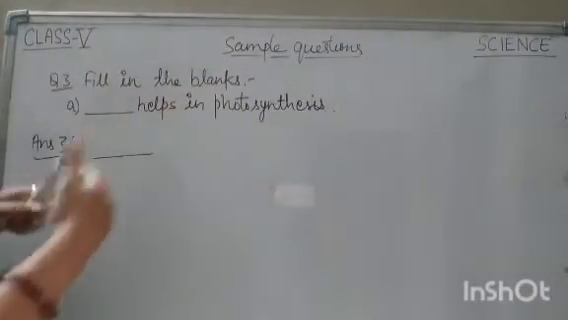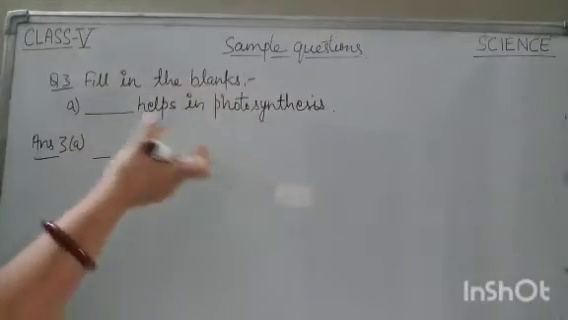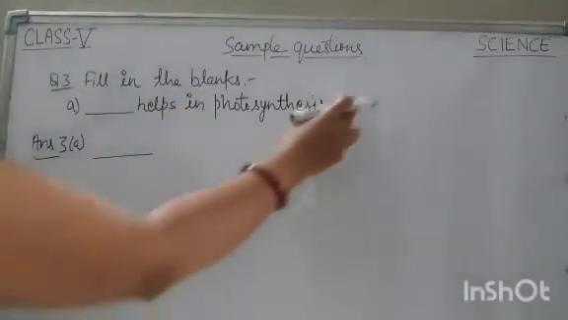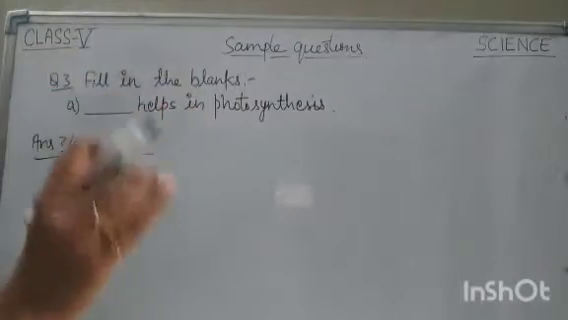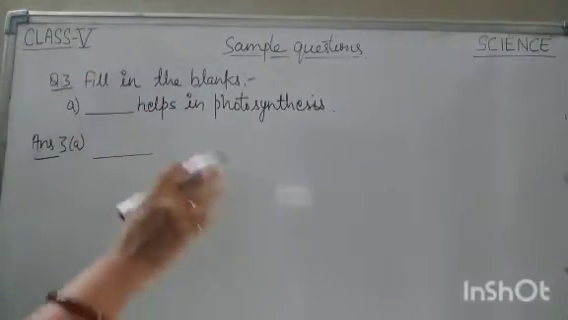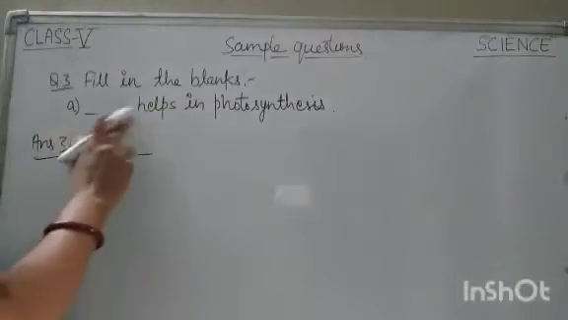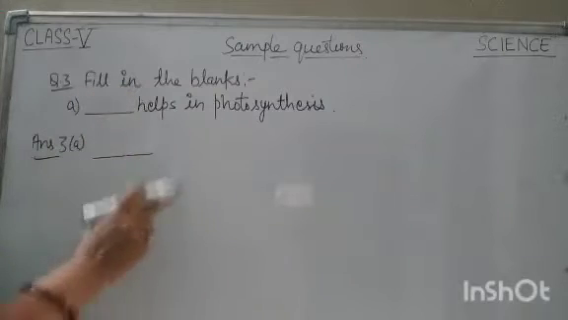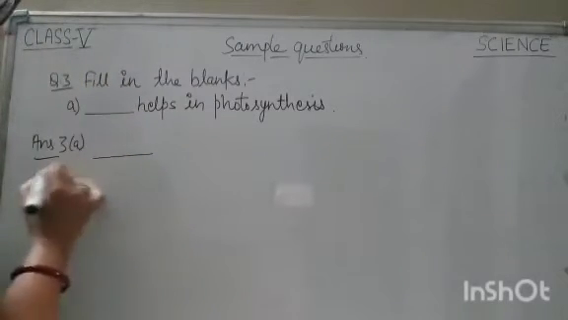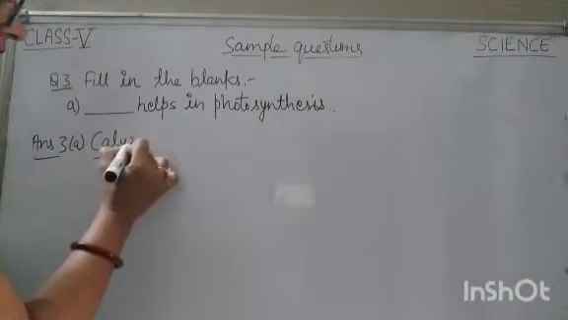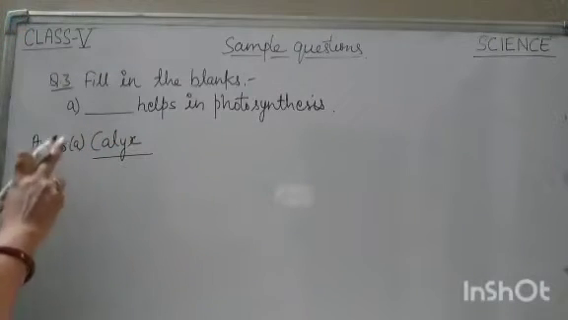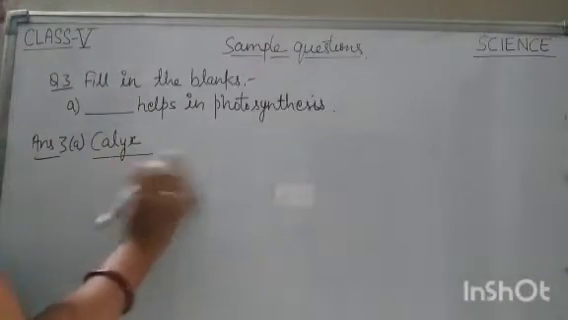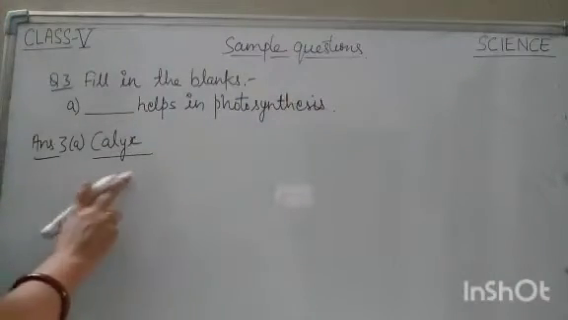Now next one is fill in the blanks. You are very well aware of this type of question, but in your worksheets you get two options, but in exams you will not get any option. You have to write yourself. Dash helps in photosynthesis. So what will go there? It will be calyx. So you will write in the answer calyx. Write the correct number of the question for which you are giving the answer, and you don't need to write a complete sentence. Clear? Just write like this.